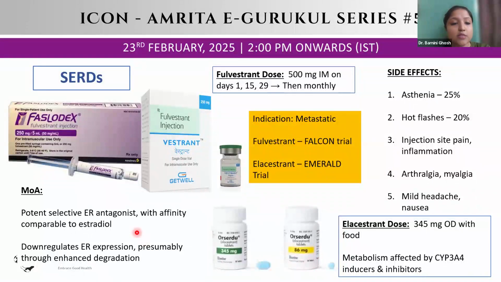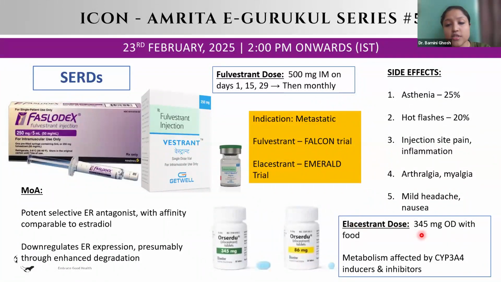Now, what is the mechanism of action of these drugs? These are potent selective estrogen receptor antagonists with affinity that is comparable to estradiol. They downregulate the ER expression, presumably through enhanced degradation. So both these drugs are approved in the metastatic setting. Now, the side effects and the dose. The dose I will discuss first. For fulvestrant, the dose is 500 mg IM on days 1, 15, and 29 of the first month. Following that, it is given monthly, 500 mg IM.